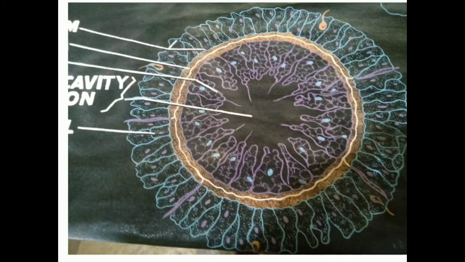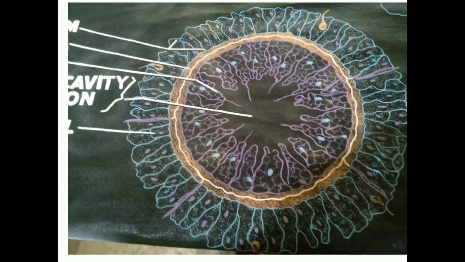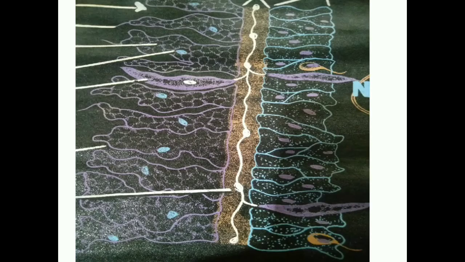See here, they are diploblastic animals. There are only two germ layers. The outer germ layer is called ectoderm and the inner germ layer is called endoderm, or gastrodermis. In between these two layers there is a gelatinous layer called mesoglea. This middle layer is called mesoglea. So there are only two germ layers, so they are diploblastic. In between these two germ layers there is mesoglea and a variety of cells.